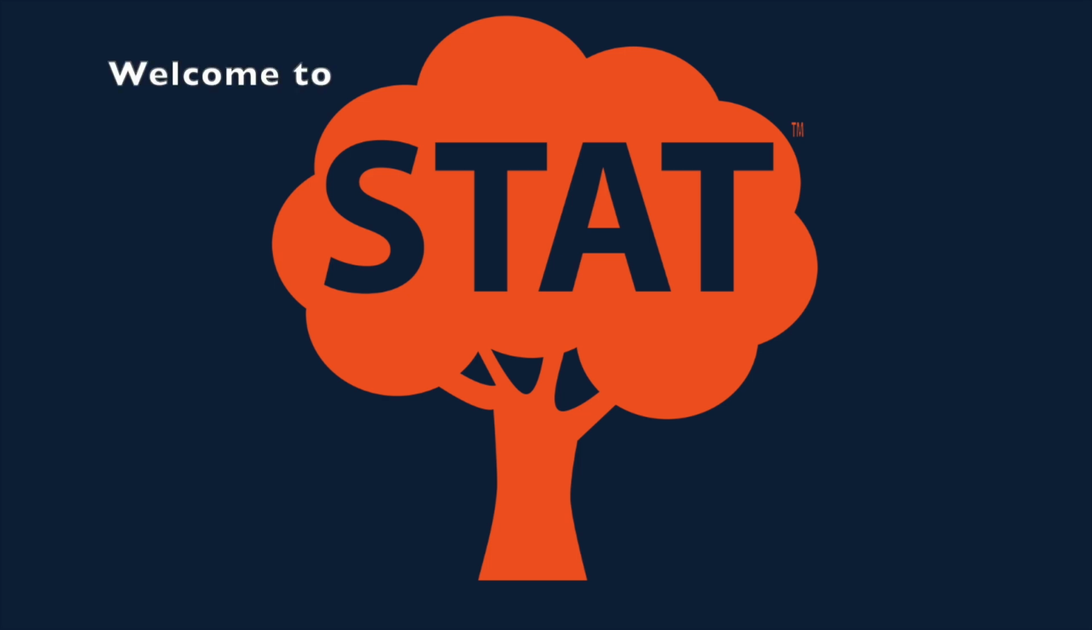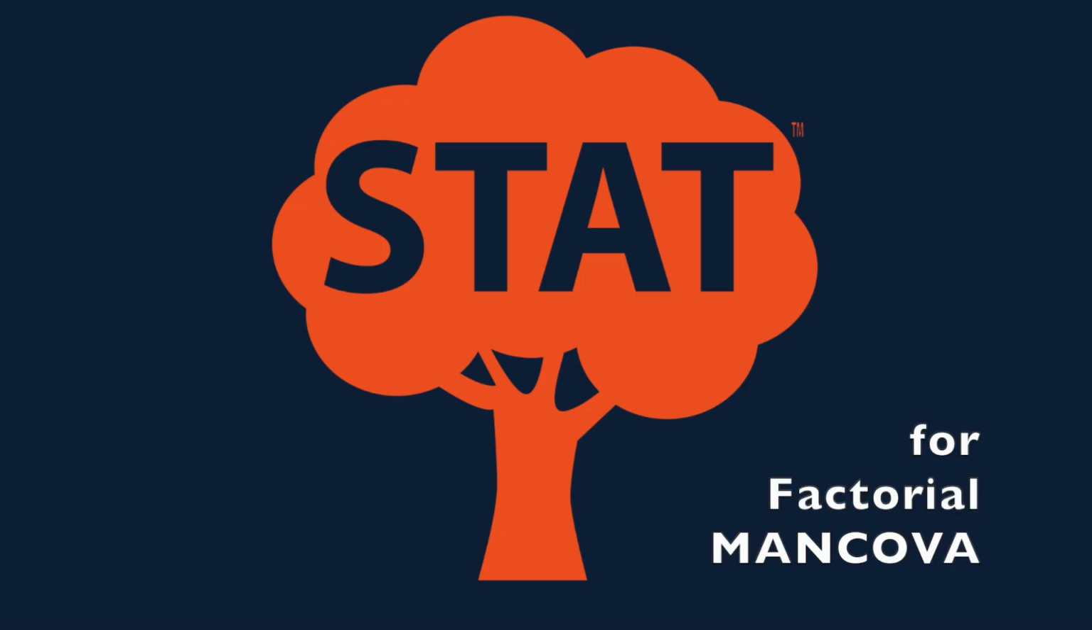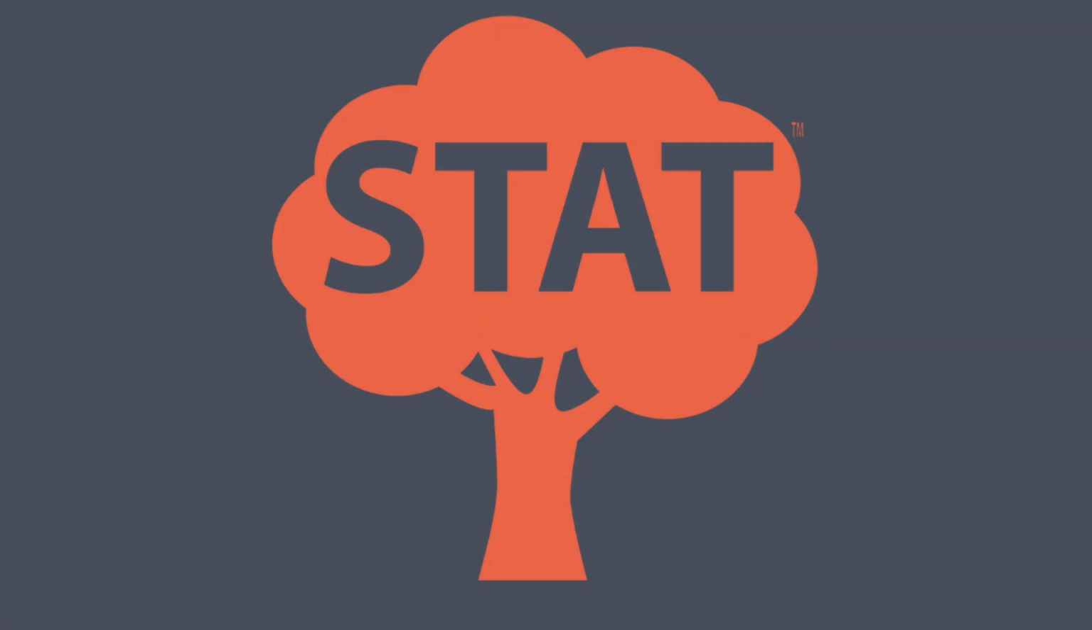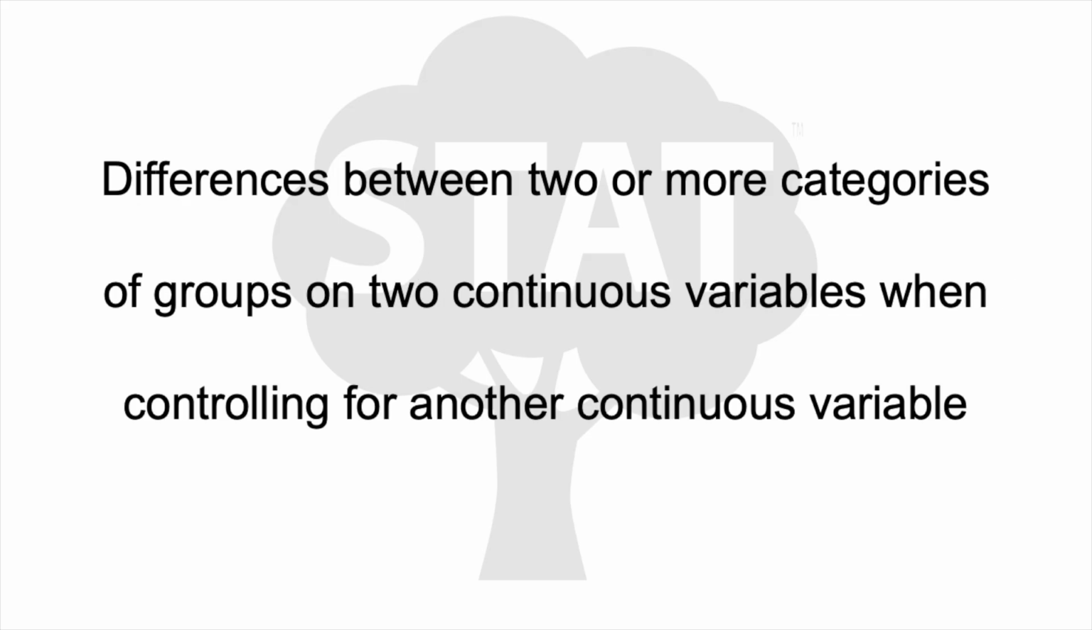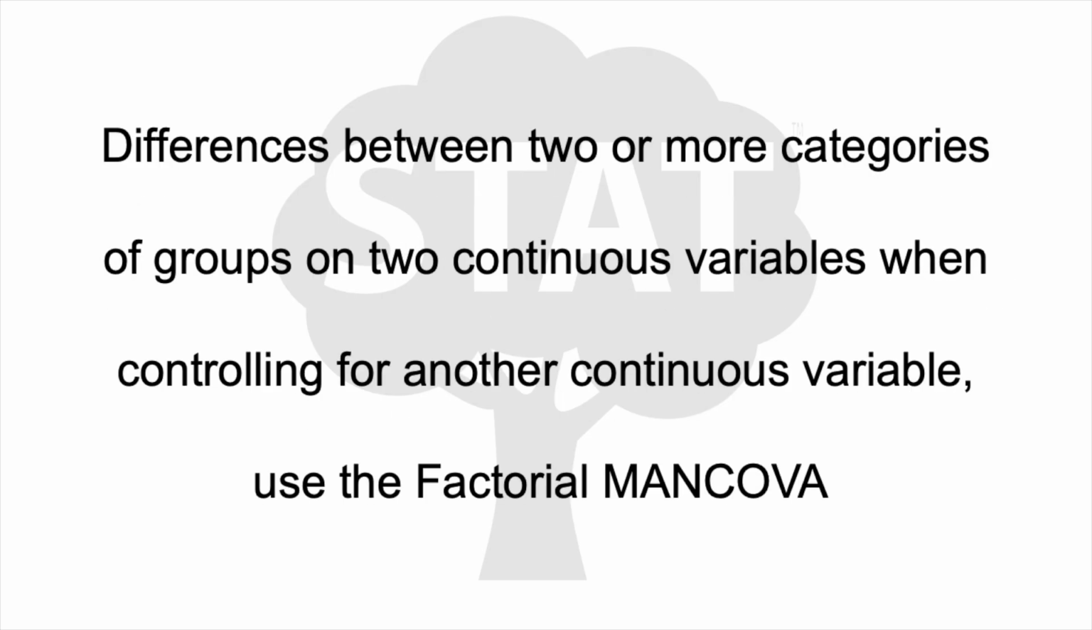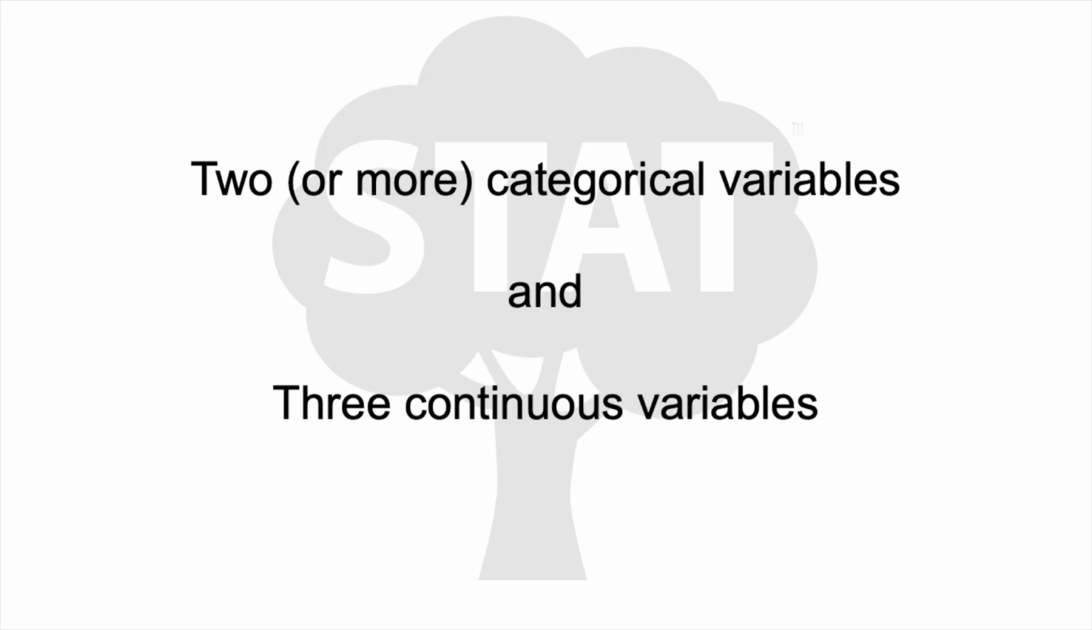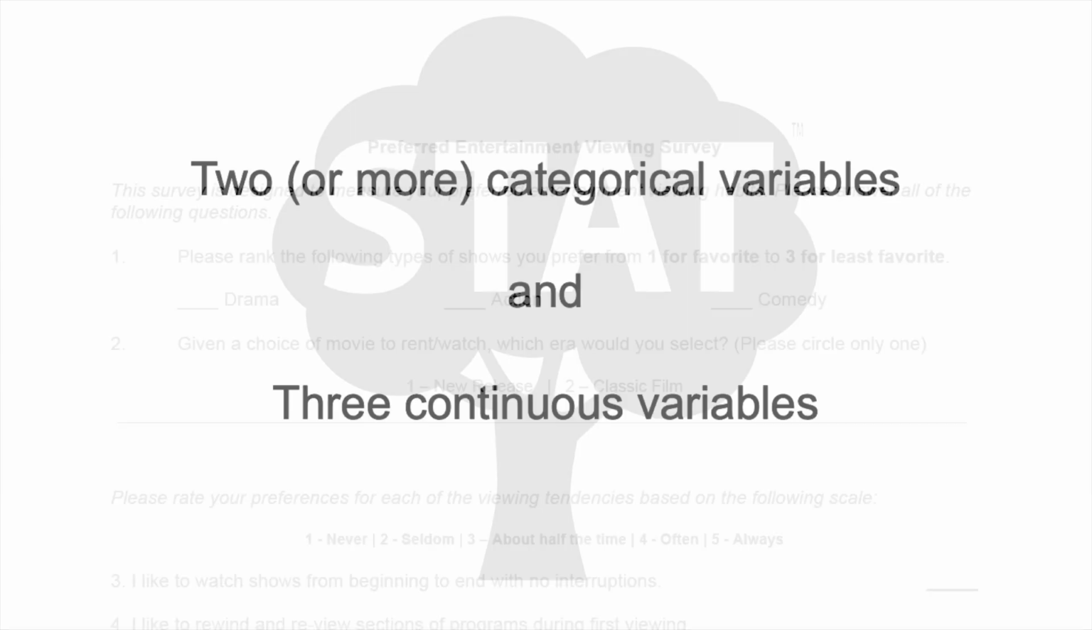Welcome to the Stat Tree video module for Factorial Multivariate Analysis of Covariance. To test whether there are differences between two or more categories on two or more continuous variables with a covariate independent continuous variable, the Factorial MANCOVA would be appropriate. You will need two categorical variables and three continuous variables in order to run this test.